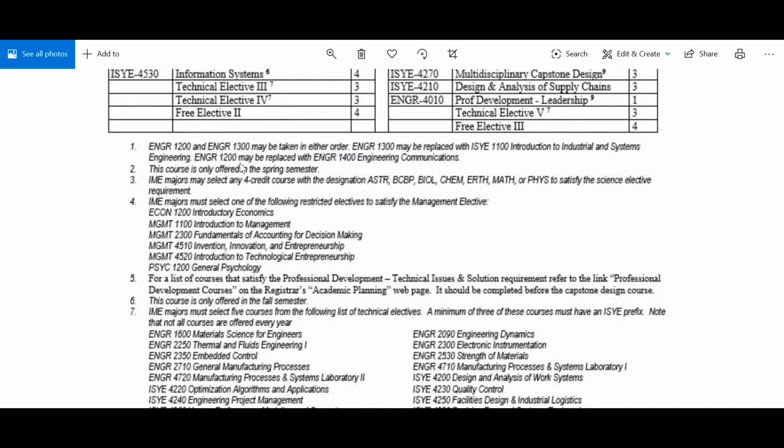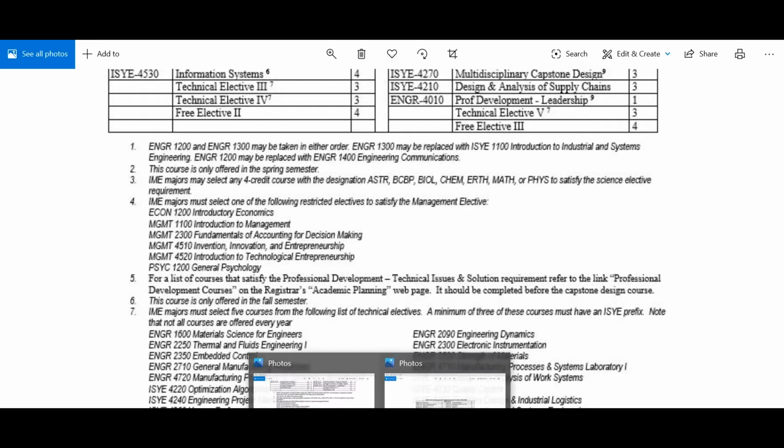So depending upon how much CAD you would like to take and how involved you will be with that during your time here, you can choose between either 1200 or 1400 for your course.